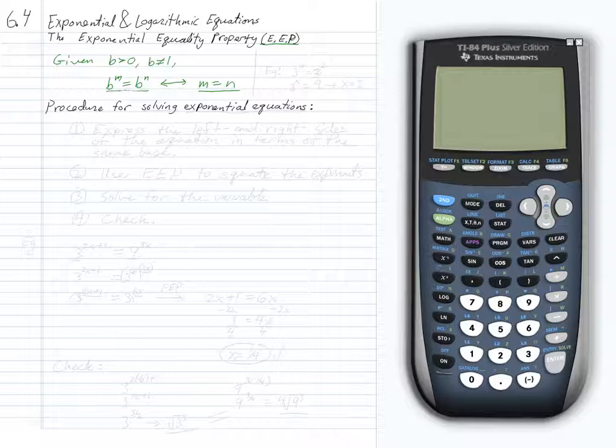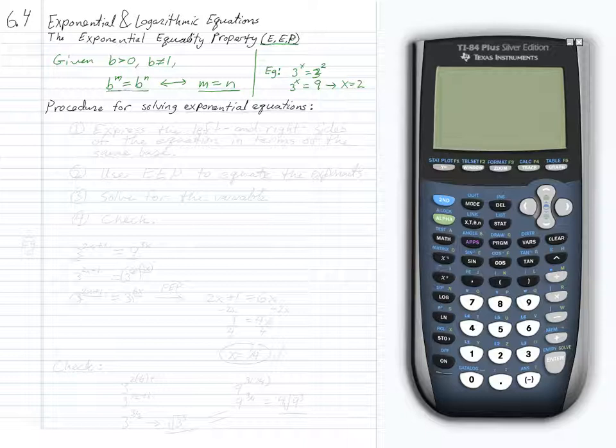This makes sense if we look at an example. If I say that 3 to the x equals 3 squared, it's easy to see that the right-hand side is 9, and I am asking what power does 3 need to be raised to give me 9? x equals 2.